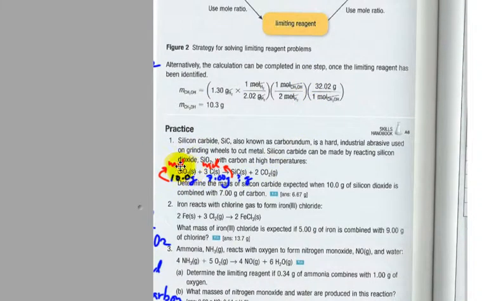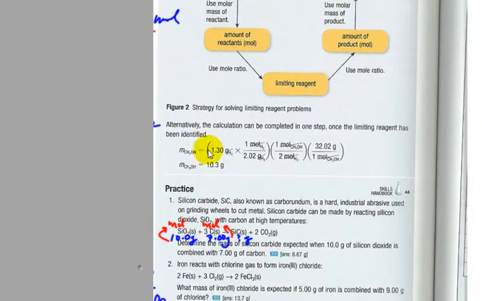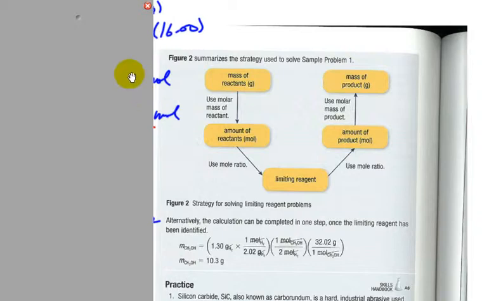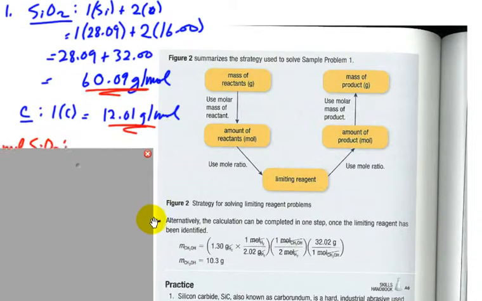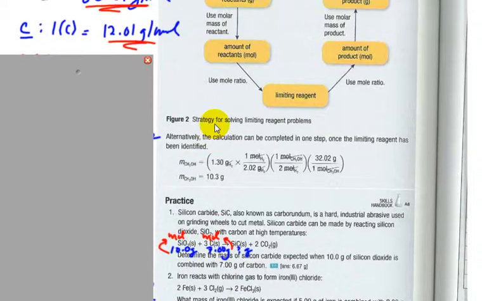Okay, so of course we need to find the molar mass of SiO2 and the molar mass of carbon. So I kind of did this all over here, kind of shoved into this little left-hand area here. I tried not to make it too messy, but silicon dioxide, 1 silicon, 2 oxygens. So you can see the numbers pulled from the periodic table, 60.09 grams per mole. 1 carbon, 12.01 grams per mole. Okay, so now we know the molar mass.